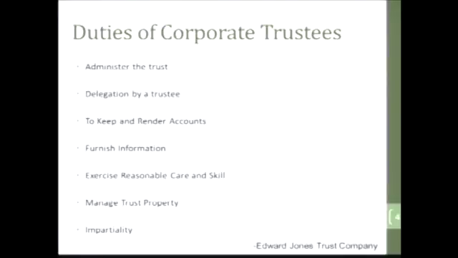The duties of the corporate trustees are to administer a trust, delegation by a trustee, keeping and rendering accounts, furnishing information, exercising reasonable care and skill, and managing the trust property, as well as impartiality. And we're going to look at what that looks like. So, the duty to administer trust is the starting point of the relationship. It's the administration of it. All of these are done under the obligations of loyalty, good faith, prudence, and impartiality. All those things we talked about that make a good board director, they show up as a trustee as well.